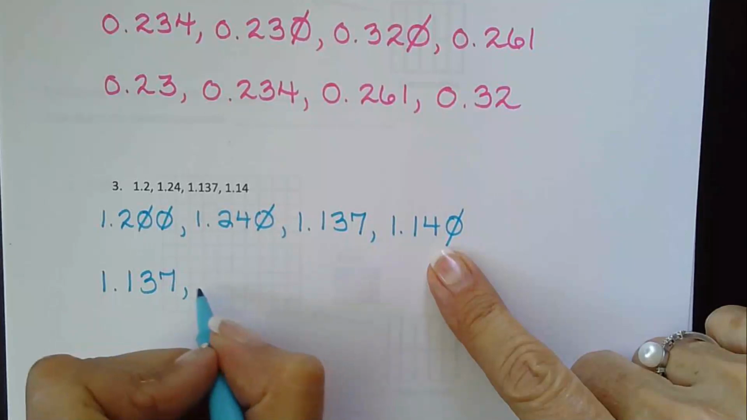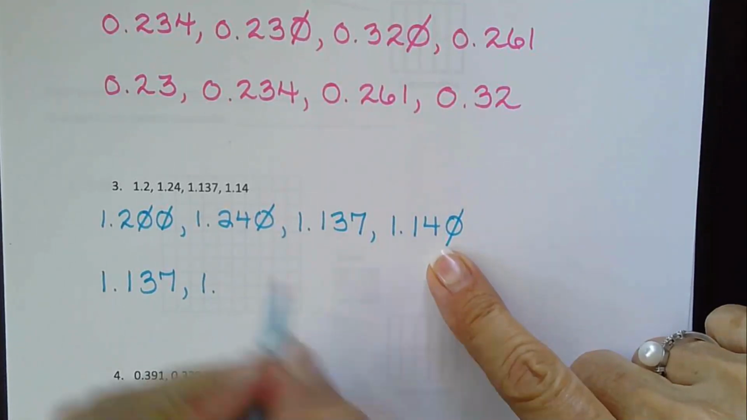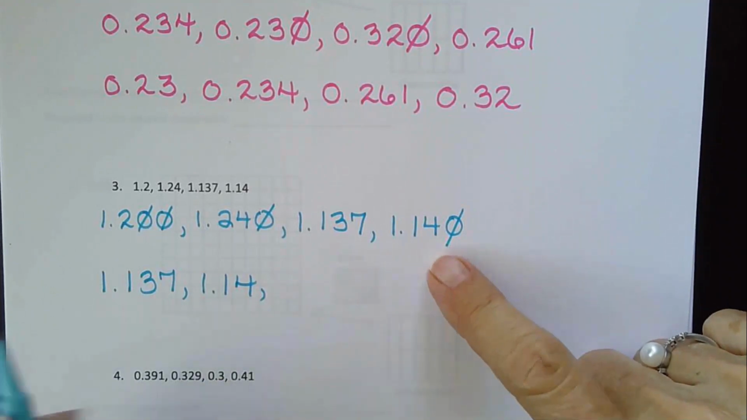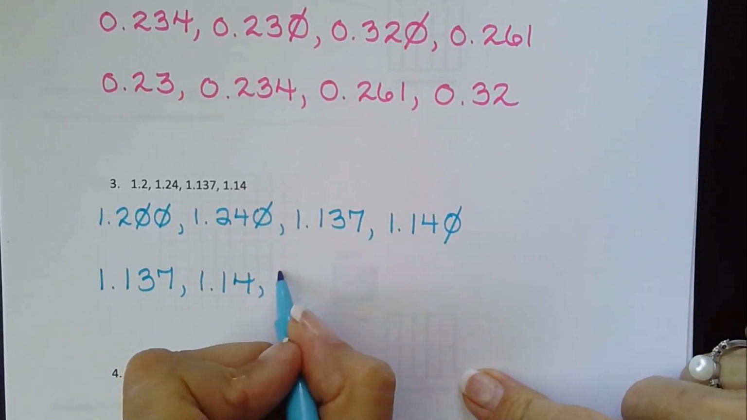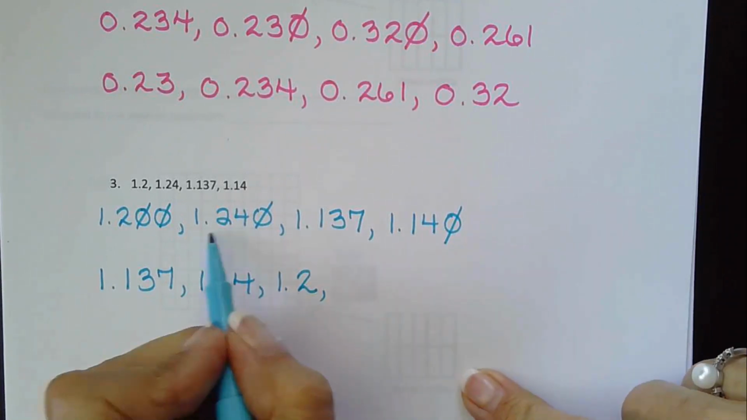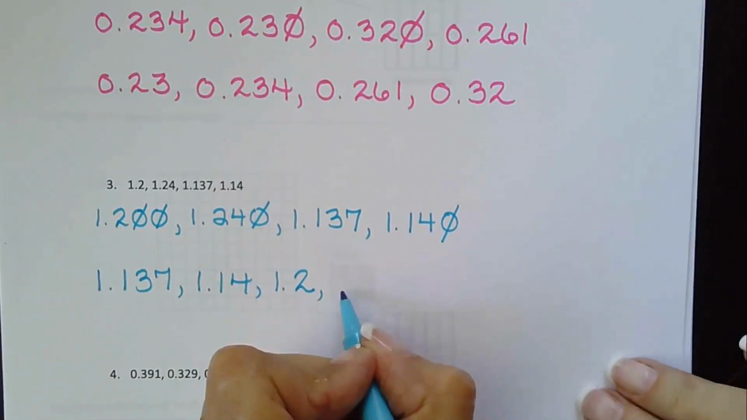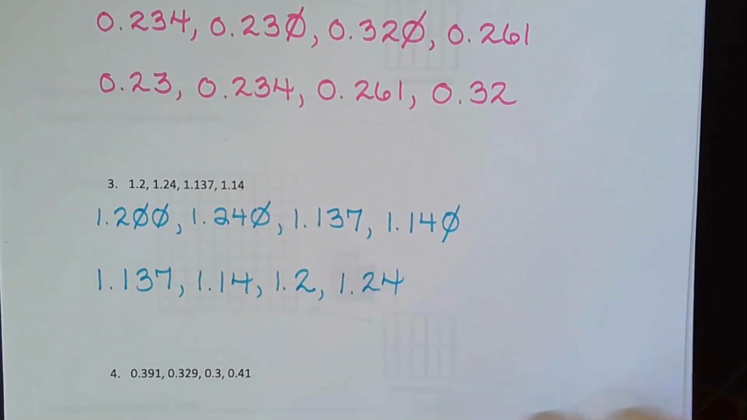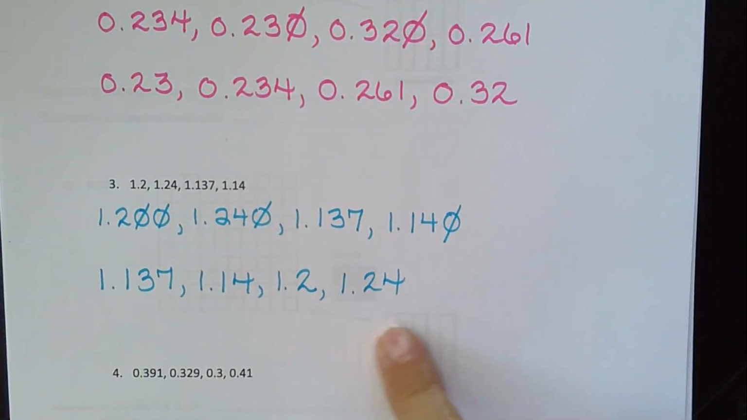140 is the next smallest. So we write 1.14. 200 is the next largest, so we write 1.2. And 240 is the largest, so we write 1.24. So smallest to largest.